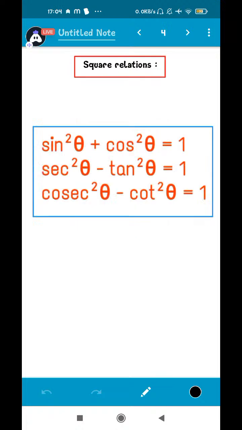The last one is the square relations, where we have sin square theta plus cos square theta is 1, sec square theta minus tan square theta is 1, and cosec square theta minus cot square theta is 1. We are going to begin with that.